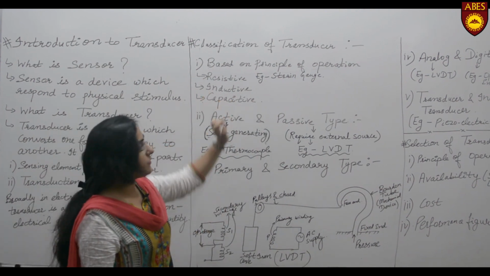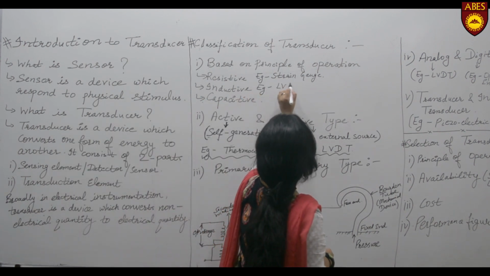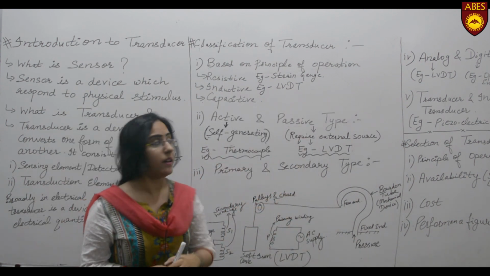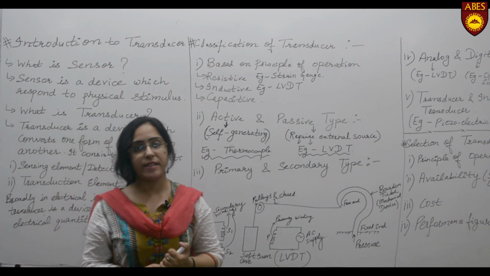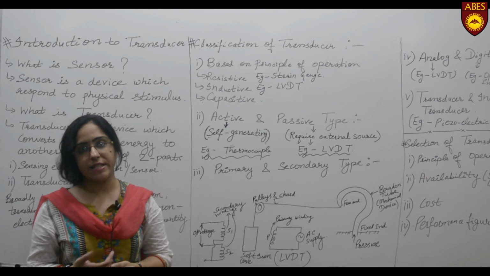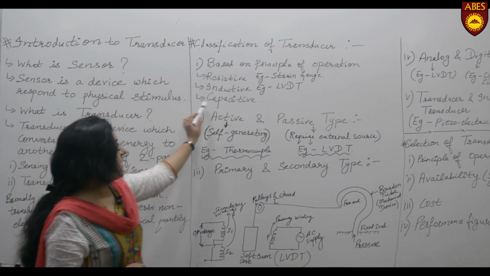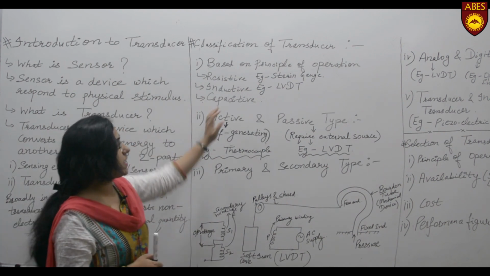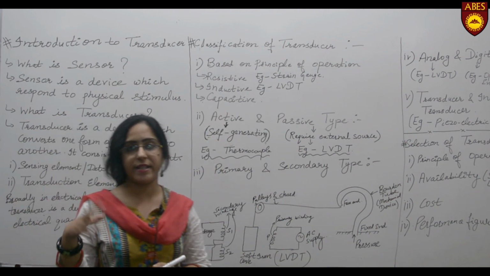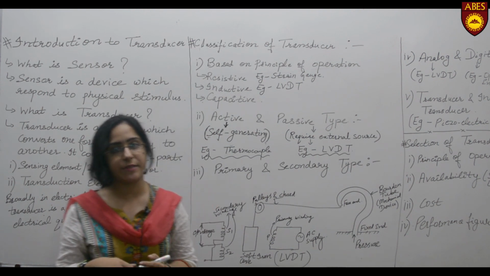Now in the inductive transducer, we can have the example of LVDT. LVDT, an inductive transducer, is one in which the self-inductance or the mutual inductance of the coil changes when it is excited by the AC supply. A capacitive transducer is one in which the capacitance changes, because the distance of the movable plate between the plates is changed when the external force is applied.